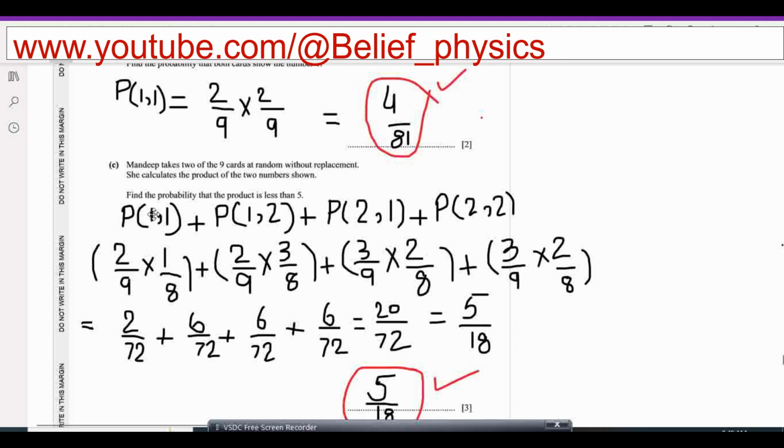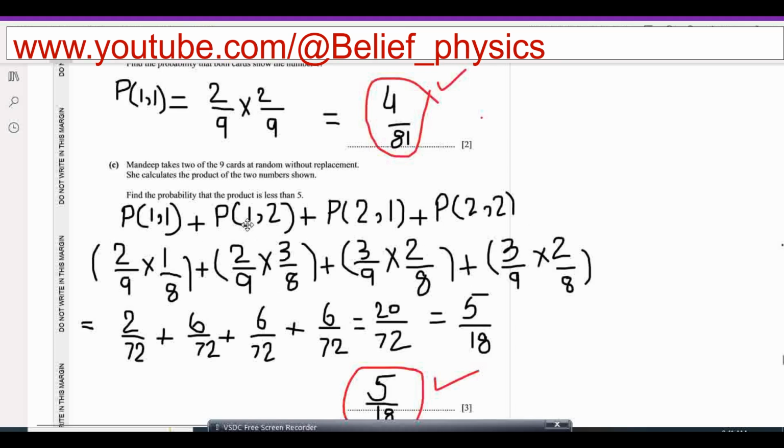The probability of taking the first card as 1 is 2 over 9. It is without replacement, so when we take the second card, the number of 1 cards left is 1, because one is already taken, and the total cards are also reduced by 1, so it is 8. So the probability of taking a second 1 card is 1 over 8, so we multiply 2 over 9 into 1 over 8. These events are mutually exclusive, so we put plus here, because it is this or this or this.